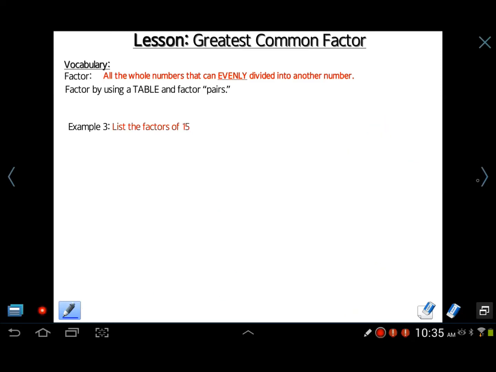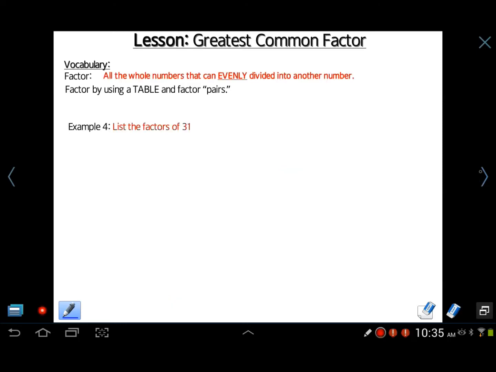List the factors of 15. 15 pairs up with 1 and itself. That is always going to be true. Always start out with the number and 1, and then work your way up. 2 does not divide into 15, so let's go to 3, and 3 times 5 is 15. And that is it. 4 does not divide into 15. And 5 does, but we already have that listed. So there are all your factors of 15.